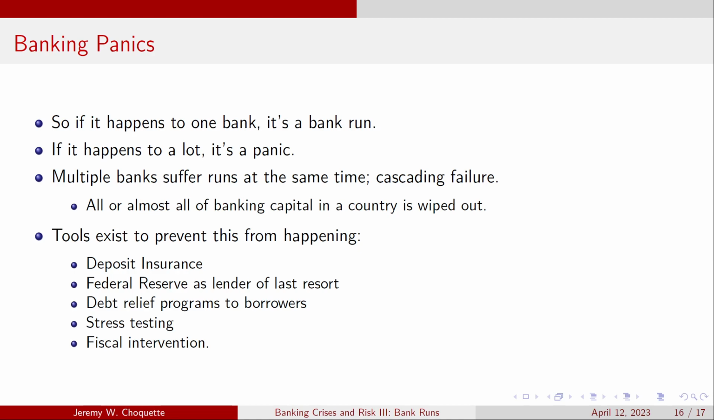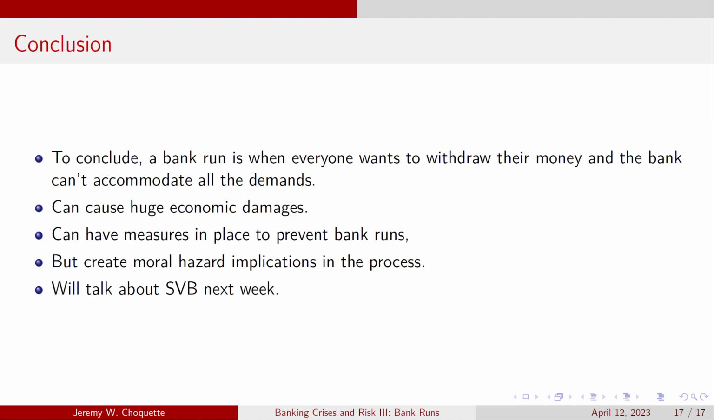Now, multiple banks can suffer these runs at the same time, and when they do, you get what's known as a cascading failure, where all or almost all of the banking capital in a country is wiped out as a result of this. Now, before you start to have a panic attack, there are tools that exist to prevent this from happening, such as deposit insurance. There's also the Federal Reserve as a lender of last resort. There are targeted debt relief programs to borrowers. There's also stress testing, which we've talked about in the previous lecture. And there are other forms of fiscal intervention as well.